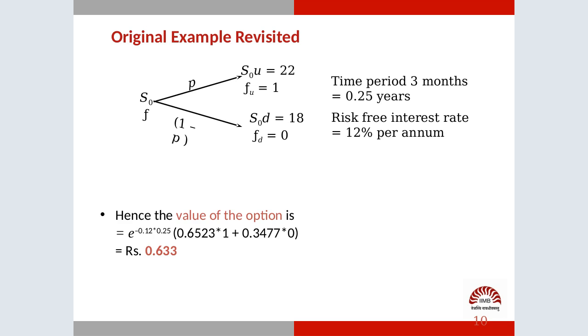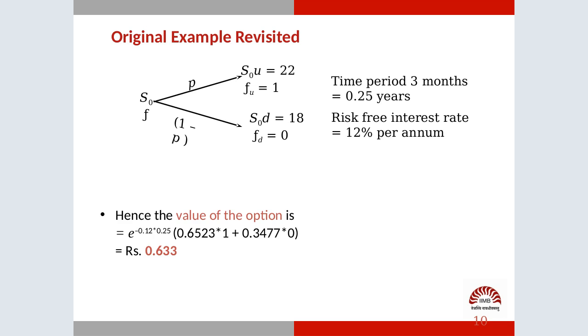So I know U, I know D. U is 1.1, D is 0.9. So it's e to the power of RT minus 0.9 divided by 1.1 minus 0.9, which is 0.2. If you solve this, P therefore was equal to 0.6523, and 1 minus P equals 0.3477. So I have these values of P and 1 minus P, and I've solved for it.